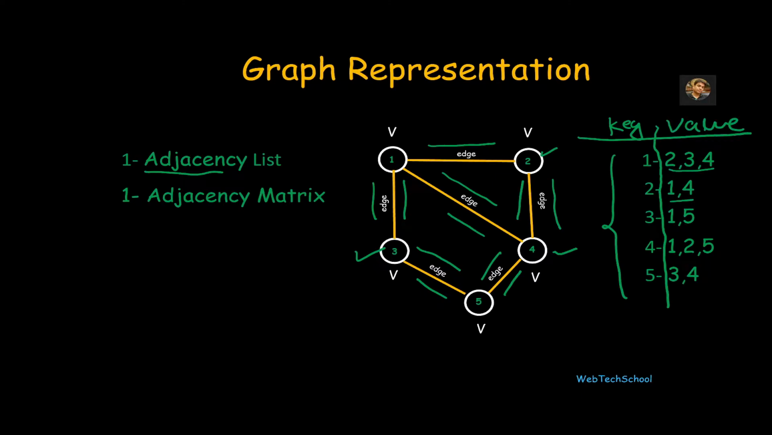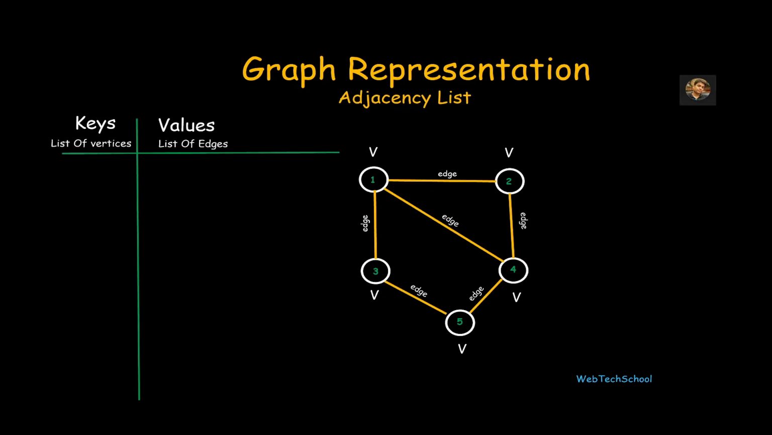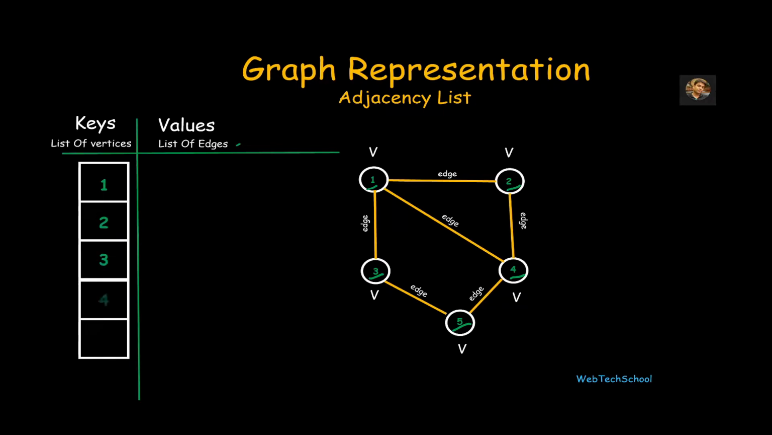The data structure which can store data in a key value format is the hash table. So in adjacency list, we will use a hash table, where keys are the list of vertices and values are the list of edges. How many vertices do we have for this graph? We have 1, 2, 3, 4, and 5. So we will create a hash table with 5 keys and insert all the vertices one by one. We'll first insert 1, then 2, then 3, then 4, and then 5.